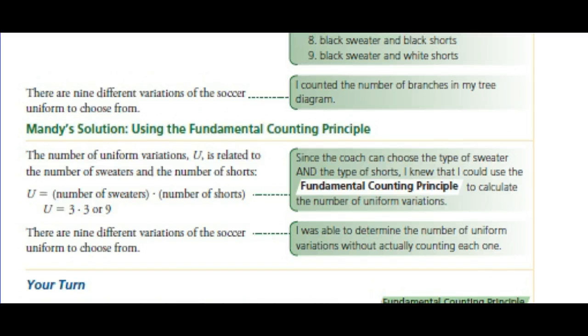The number of uniform variations U is related to the number of sweaters and the number of shorts. U is equal to the number of sweaters, 3, times the number of shorts, 3, which is 9. Okay, and that's called the fundamental counting principle, which is then scooched in down here.